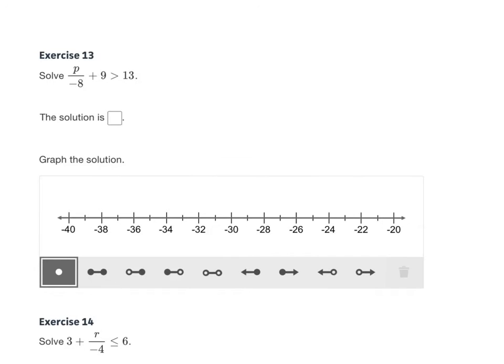Number 13, we've got p divided by negative 8 plus 9 is greater than 13. Order of operations tells us we're going to try and get rid of this positive 9. The inverse of plus 9, you guessed it, minus 9. We're going to do that to both sides. P over negative 8 is greater than 4.